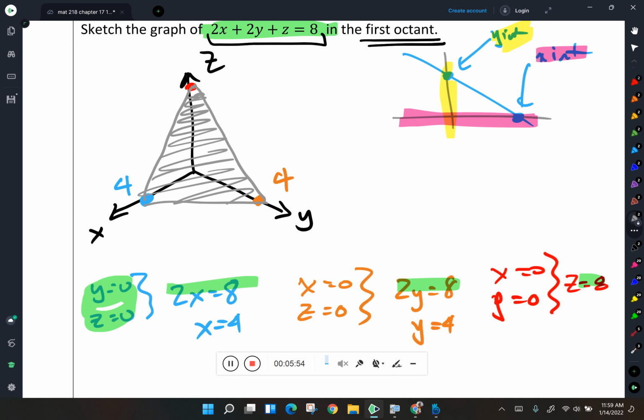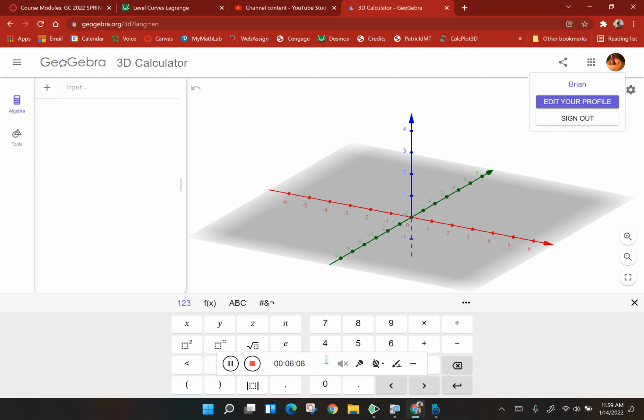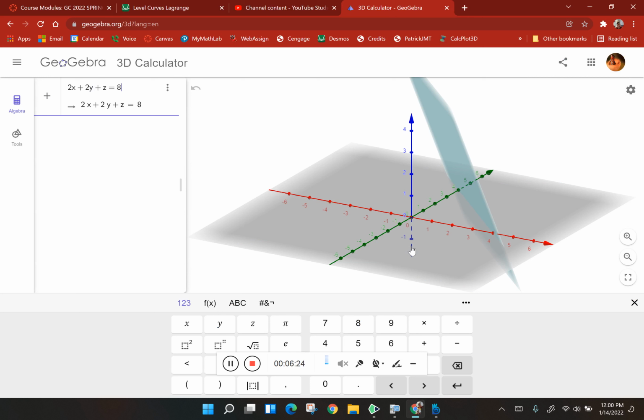Now, this is highly unrealistic in the sense that it's very, very challenging to graph three-dimensional objects on a two-dimensional surface. So realistically, what you would do is you would use something like this. This is a website called Geogebra, and it does 3D calculations. And so if I were to type in my equation, it was 2x plus 2y plus z equals 8, I would get this plane. Now, one of the goofy things about this is it doesn't use a standard orientation for the picture to begin with.